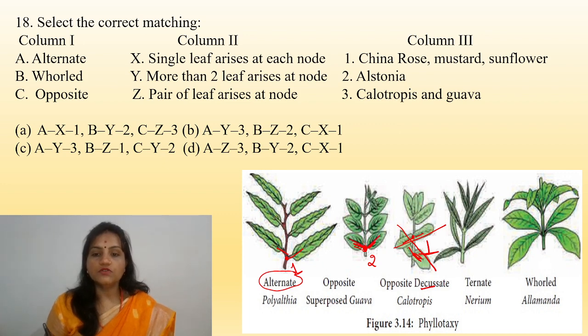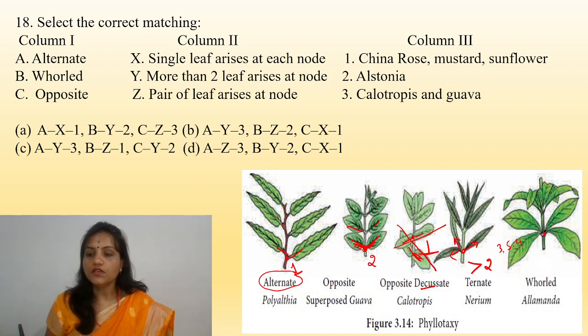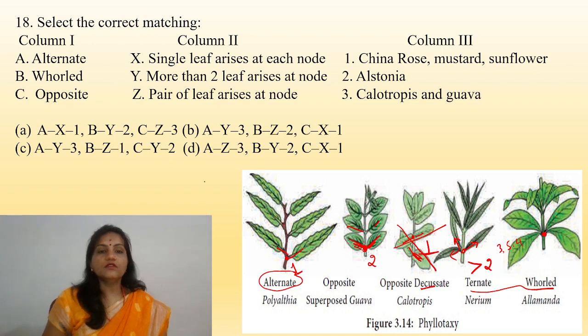Wherein in case of this, they are superposed. They are present one on the other. This is a superposed arrangement. Then whorled we call, that is at one nodal region we find more than two leaves. It could be three, it could be five, so on and so forth, or it could be four. In case of Alstonia, the silk plant, we find six. Here you can see there are four leaves. So this is called whorl. The options are alternate leaf, whorl and opposite.